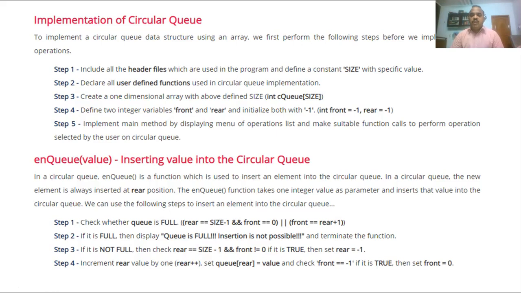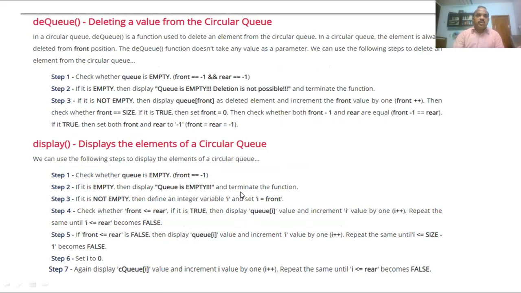Rear equal to -1. The rear position will change. -1 means the rear comes first. Then read a value, and the value is assigned into the rear position. Clear? Yes. Then this is the DQ operation.